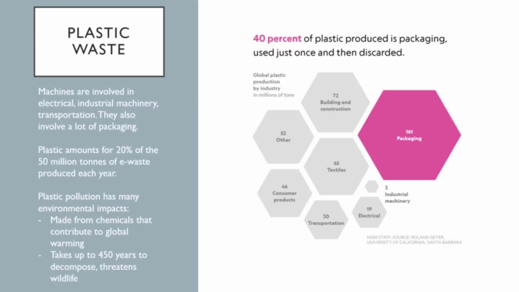Plastic waste. As you can see from the diagram on the right, there's many things that contribute towards plastic waste. Machines are involved in the electrical, industrial, machinery and transportation, and they also involve a lot of packaging. Plastic accounts for 20% of the 50 million tons of e-waste produced each year, and plastic pollution has many environmental impacts as it's made from chemicals that contribute to global warming, and it takes up to 450 years to decompose, which can threaten wildlife as they get trapped in the plastic and oftentimes mistake it for food.